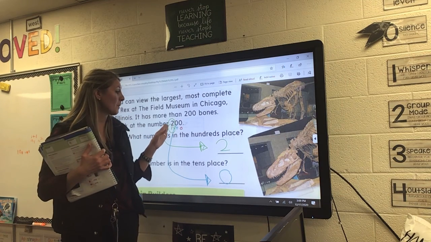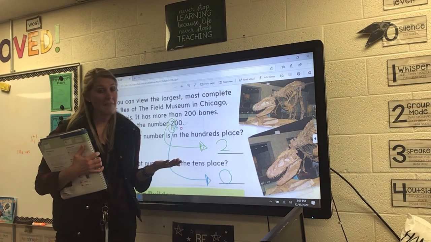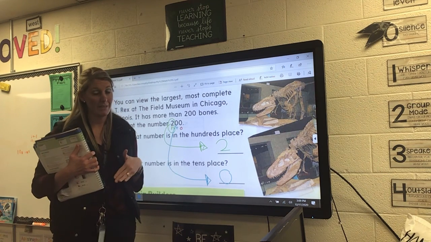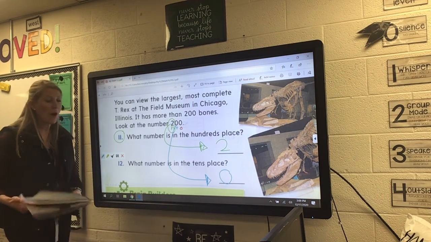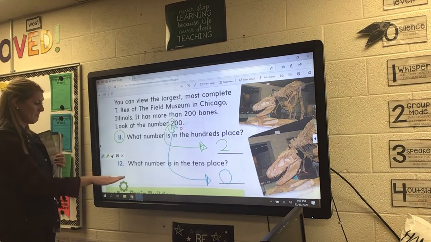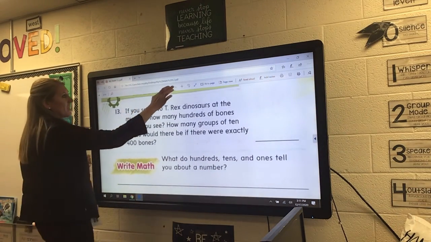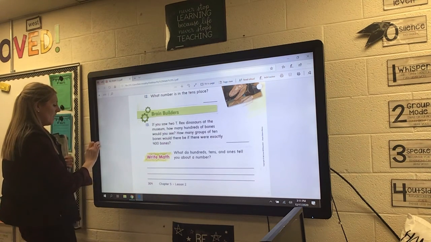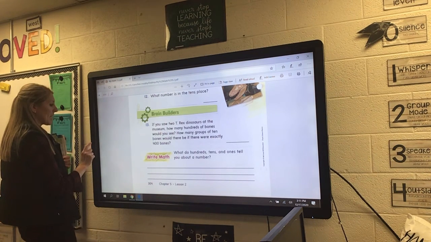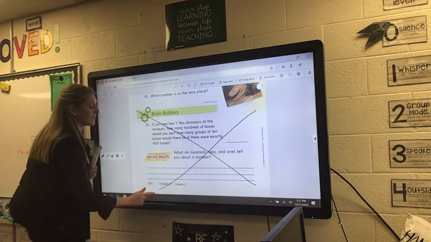Because if you don't, then this number could be 20, or if you didn't have 2 zeros there, the number would be 2, and that one represent 200. Okay? All right, now pause the video if you need to catch up on this one. At the bottom, for the brain builders, you can nicely take your pencil and you can cross off the brain builders with a nice X. Okay?